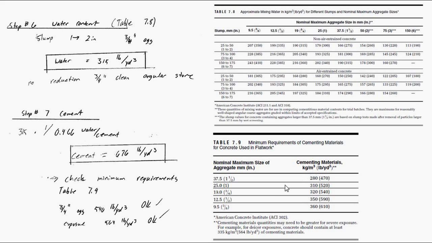We have 3/4 inch aggregate size, and we need a minimum of 540 pounds per cubic yard, which we meet. If you go down here and look at the bullet points, it will tell you if there's going to be de-icer, you need a minimum of 564 pounds per cubic yard. We meet both of those, so we're okay, and 676 pounds per cubic yard will work for our cement content.